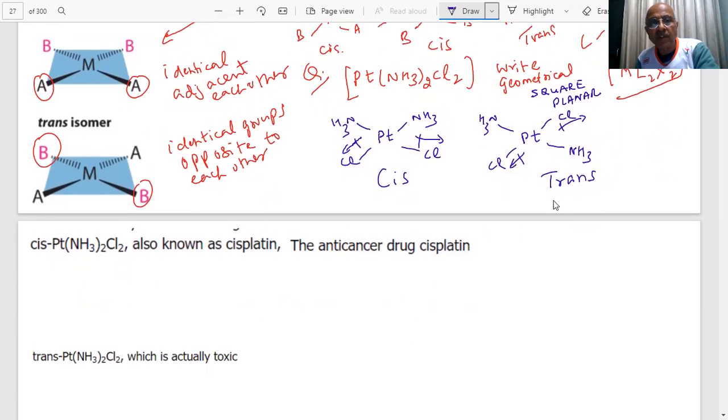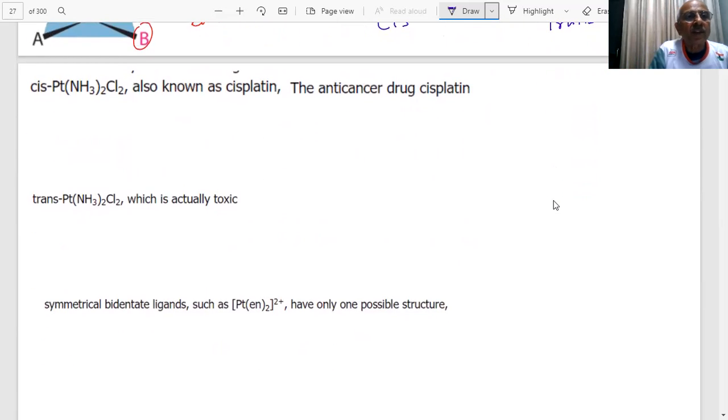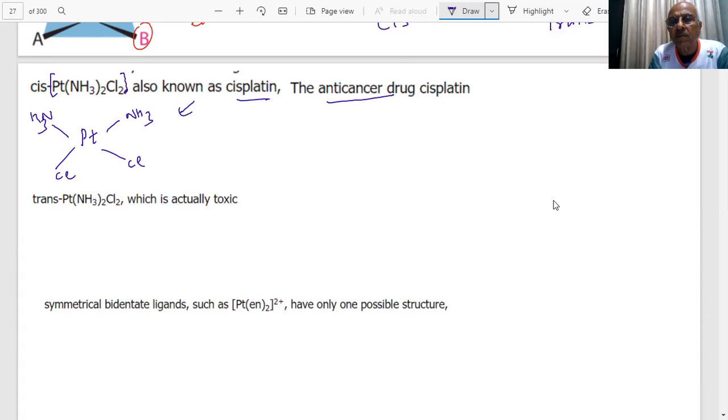For example, what was found, student? This complex, cis-Pt(NH3)2Cl2, which I have written just now, is called cisplatin. Cisplatin is an anti-cancer drug, student. You have already been told the formula. Adjacent groups you write on the same side: Cl, Cl, NH3, NH3. This is my cis form. This isomer is used to treat cancer.